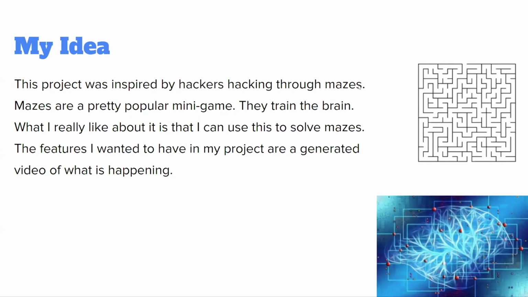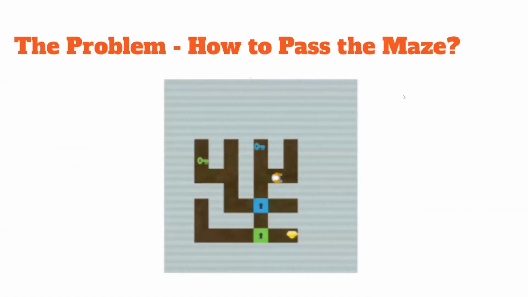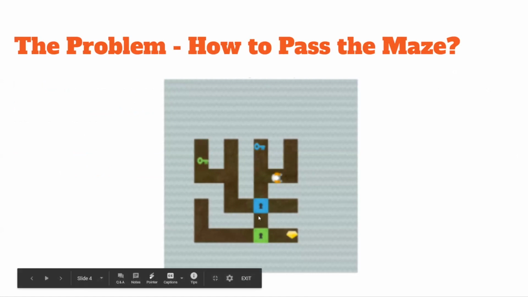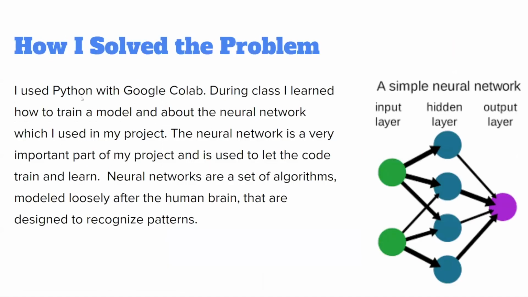So my project generates a maze and it shows what's happening. The problem I had to figure out was how to pass the maze. Here's an example of my maze, and here's the agent. I solved the problem of going through a maze by going to Google Colab.